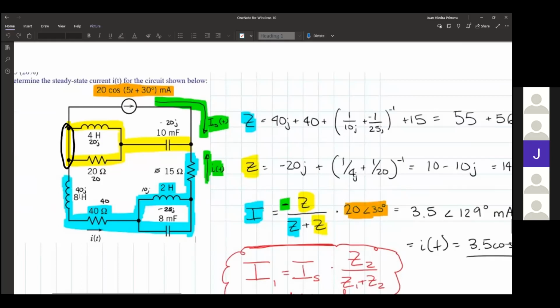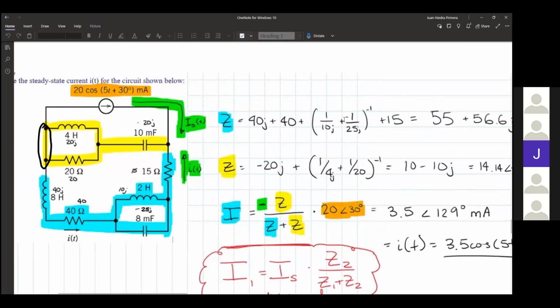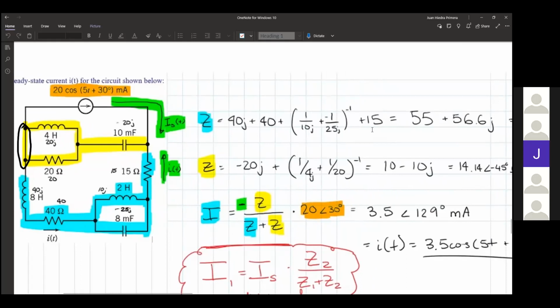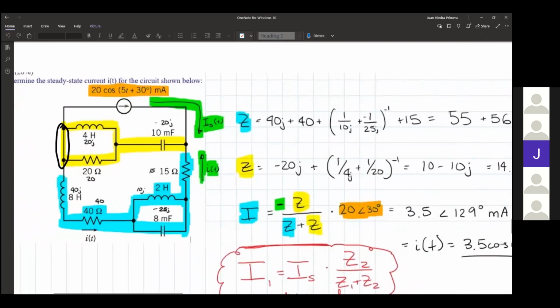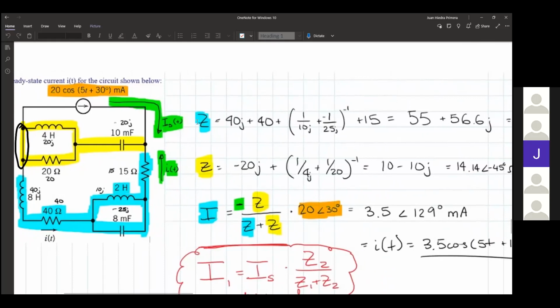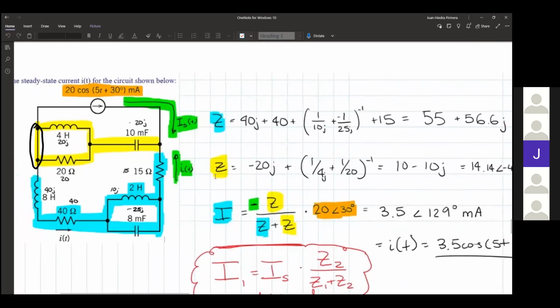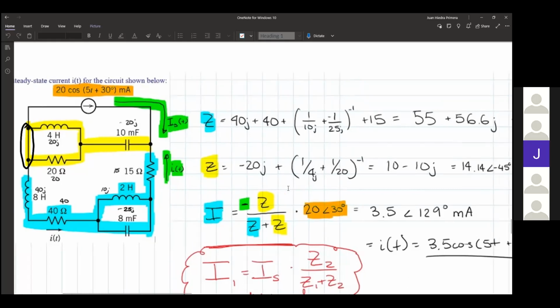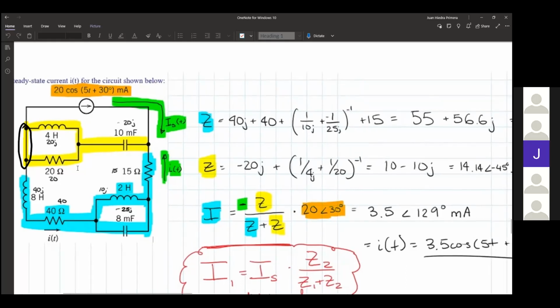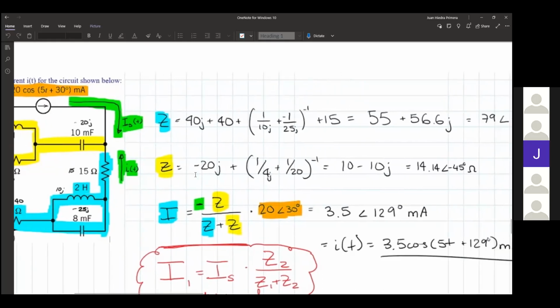So here we would add 40 imaginary plus 40 real plus 10 imaginary in parallel with negative 25 imaginary plus 15 real, giving us 79 angled 46 ohms. Remember, your impedance can have a phase shift. Next up, we have our yellow impedance. This was way easier. It's just negative 20 imaginary plus parallel 20 imaginary and 20 real.